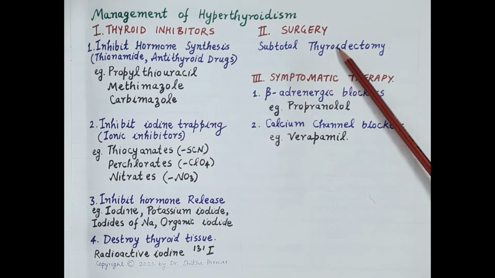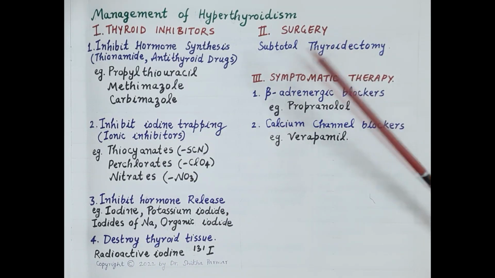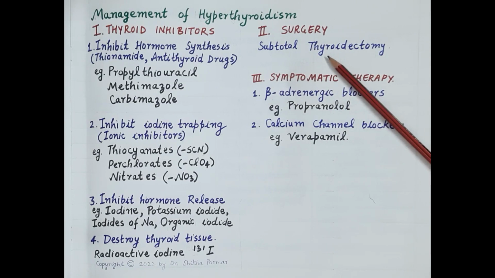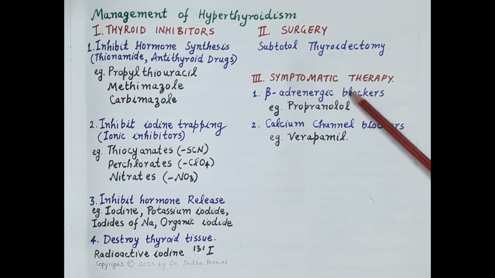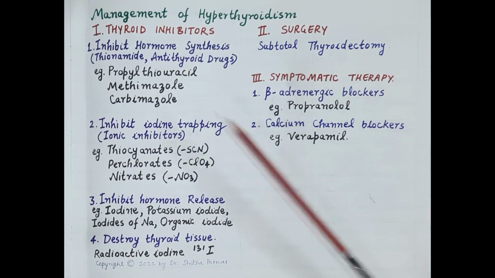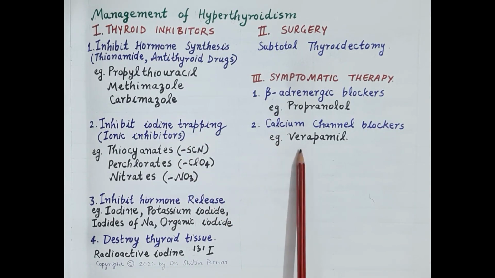Now, both these treatment modalities, that is thyroid inhibitors and surgery, are the standard treatment of hyperthyroidism, which inhibits synthesis as well as secretion of T3 and T4. Third is the symptomatic therapy. Now, this therapy only controls symptoms of hyperthyroidism. So, now let's classify these three treatment modalities.